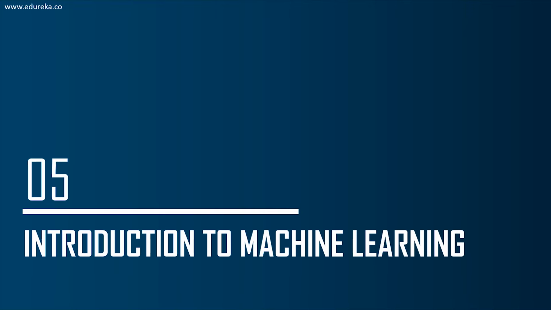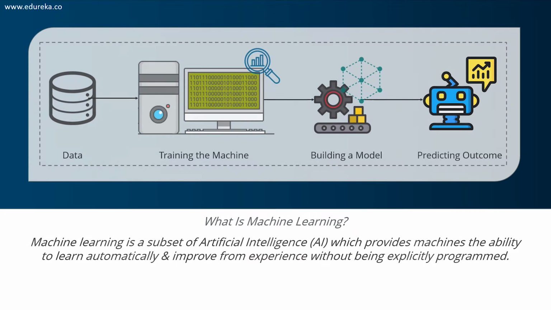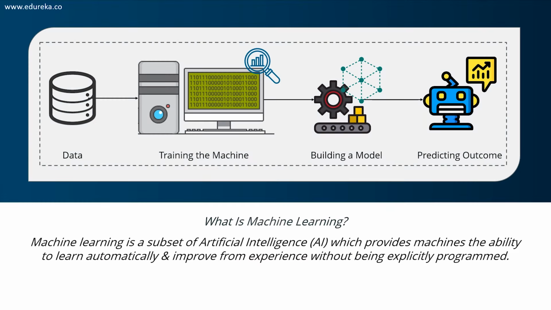Now let's move on to the most interesting topic in artificial intelligence, which is machine learning. The term machine learning was first coined by a scientist known as Arthur Samuel in the year 1959. Looking back, that year was probably the most significant in terms of technological advancements. If you browse the internet for what is machine learning, you'll get at least 100 different definitions. In simple terms, machine learning is a subset of artificial intelligence which provides machines the ability to learn automatically and improve from experience without being explicitly programmed to do so.